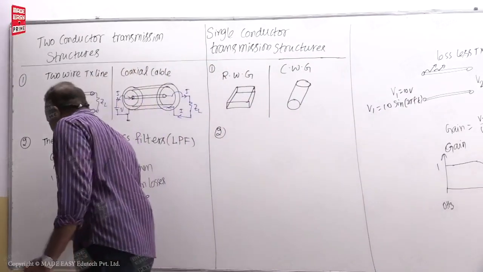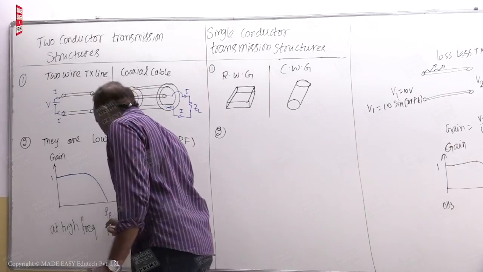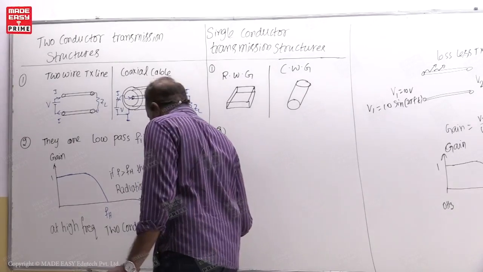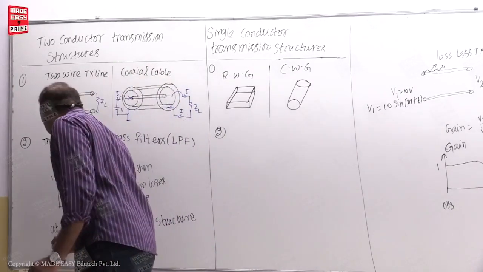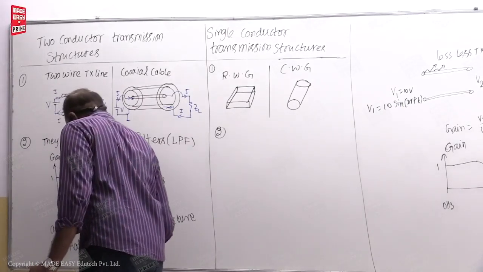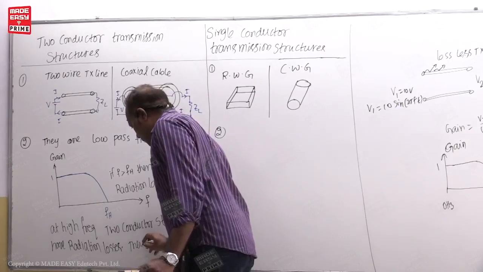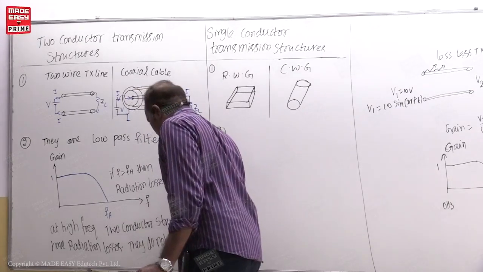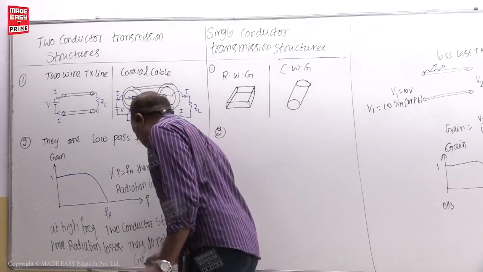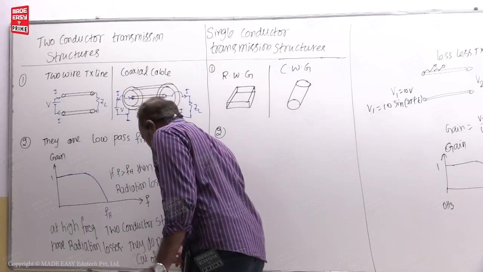So here at high frequency, once again I am writing, two conductor structures have radiation losses. Next one, they do not have a lower cutoff frequency.